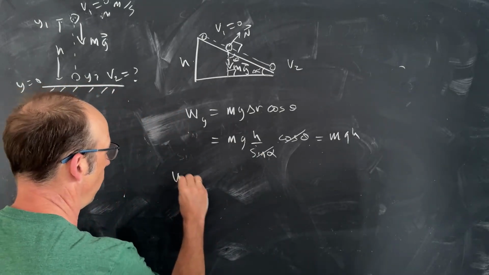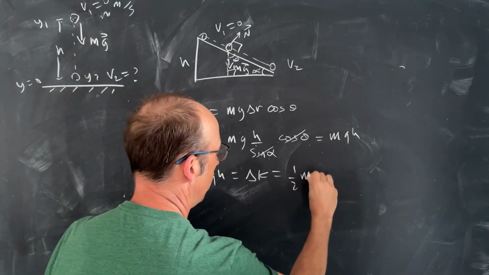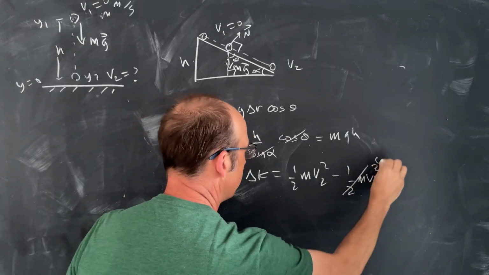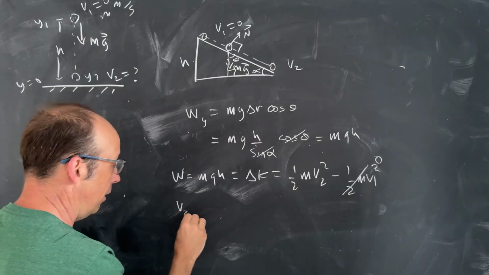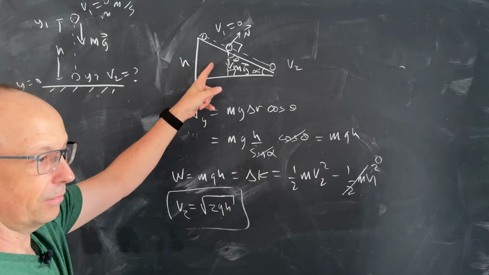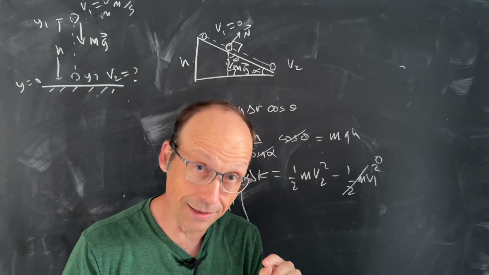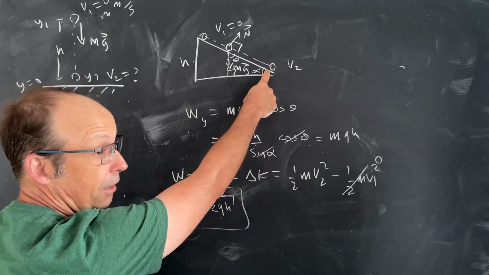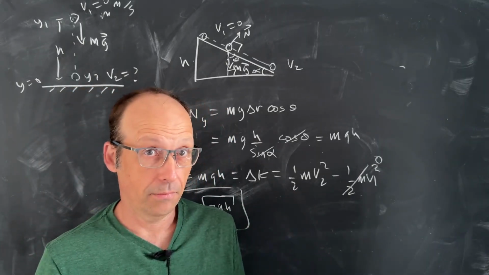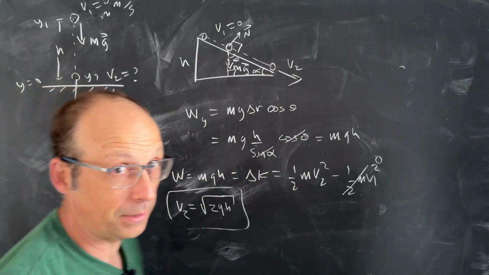Wait, that's the same thing as what we did before, right? If I go back and I say work is mgh, and that's delta K, and that's 1/2 mv2 squared minus 1/2 mv1 squared, and that's 0, then it's the same problem, right? V2 is the square root of 2gh. So this problem looks like that problem. And from an energy perspective, it is the same. The velocity of the ball here is the same as the velocity of the ball there. But they are different for one reason, because this ball is moving that way, that ball is moving that way, but they have the same speed.